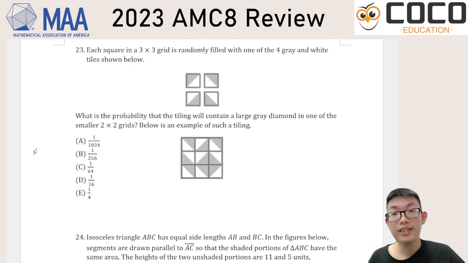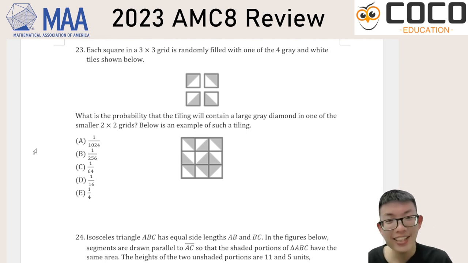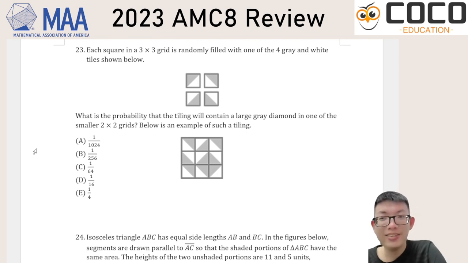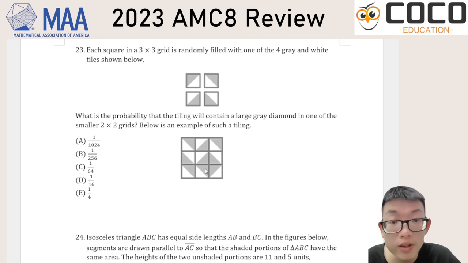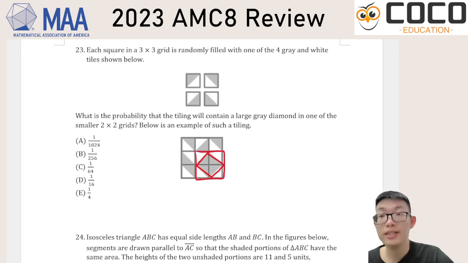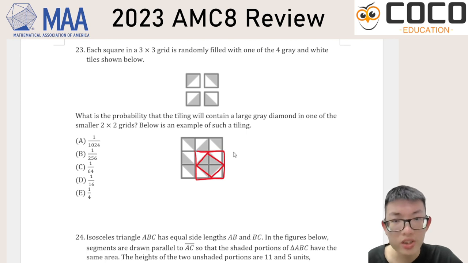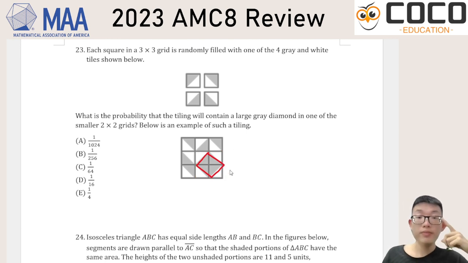Question 23. Each square in a 3x3 grid is randomly filled with one of the 4 grey and white tiles shown below. This reminds me of a Japanese puzzle called Shaka Shaka. If you have seen it, then the pattern below will look very familiar. And the question is asking what's the probability that you will get one of these large grey diamonds in one of the smaller 2x2 grids. Something like this, basically. And this is assuming that you do it completely at random.